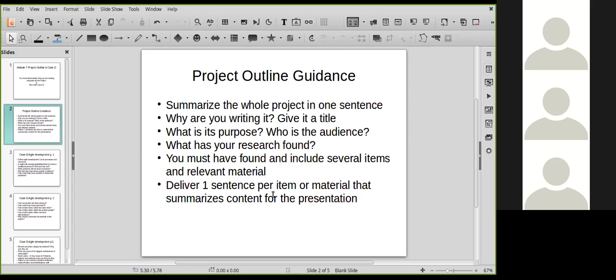One sentence per item or material that summarizes content for your presentation. I'm not looking for any specific outline formatting. Don't care. What I want to see is that you are making progress and that you have some specific content for inclusion in your project. Okay? Not very difficult. You'll get a good high score. Do this. Answer these questions.